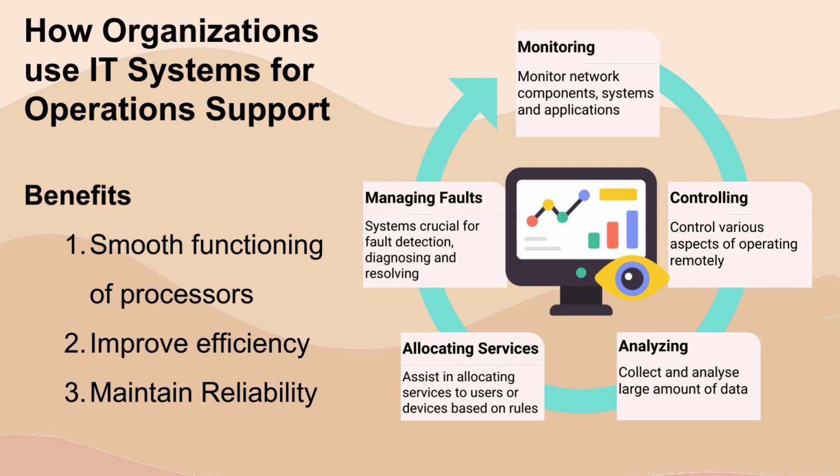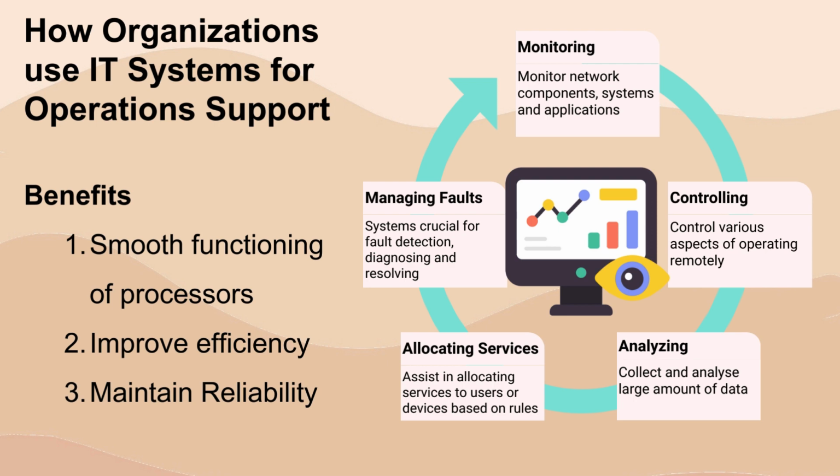Organizations use IT systems in various ways to support operations. In doing so, organizations expect positive outcomes and benefits. Firstly, they expect the IT system supporting operations to allow smooth functioning of processes and core activities of the business without any failures or disruptions. Secondly, the support systems are expected to improve the efficiency of the organization's operations and business activities, and also allow them to maintain reliability in delivering their products or services to internal and external stakeholders.